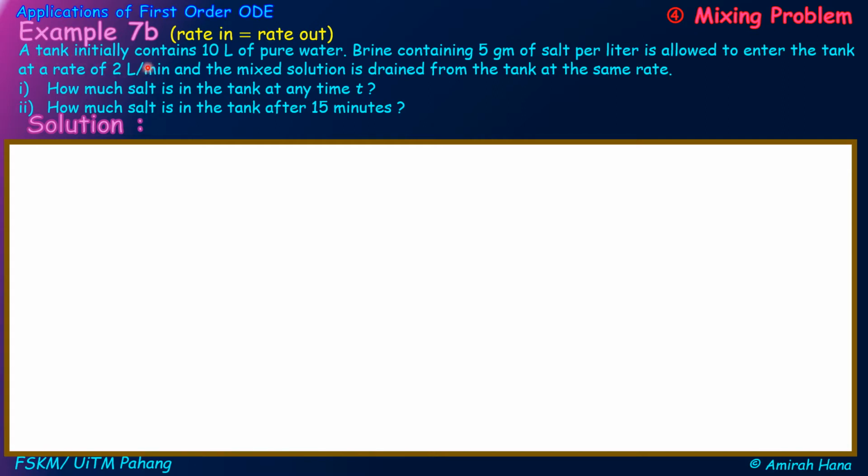Continuing with example 7b for mixing problem under applications of first order ODE, for rate in equals to rate out. A tank initially contains 10 liters of pure water. Brine containing 5 grams of salt per liter is allowed to enter the tank at a rate of 2 liters per minute, and the mixed solution is drained from the tank at the same rate. Number 1, how much salt is in the tank at any time t? Number 2, how much salt is in the tank after 15 minutes?